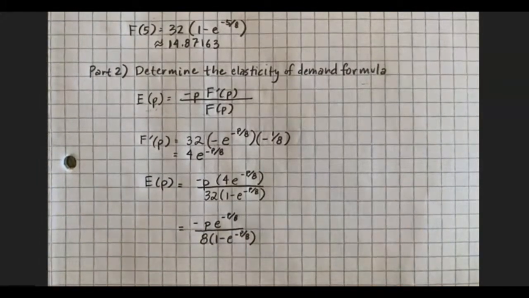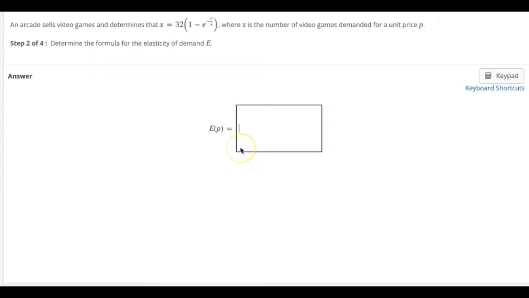Okay, let's plug it in and keep our fingers crossed. All right, so we'll start with the negative p e to the negative p over 8. Feel the tension. Over 8 times the quantity 1 minus e to the negative p over 8. And this one's so convoluted that it doesn't all fit in the box, but I think I typed it in right.